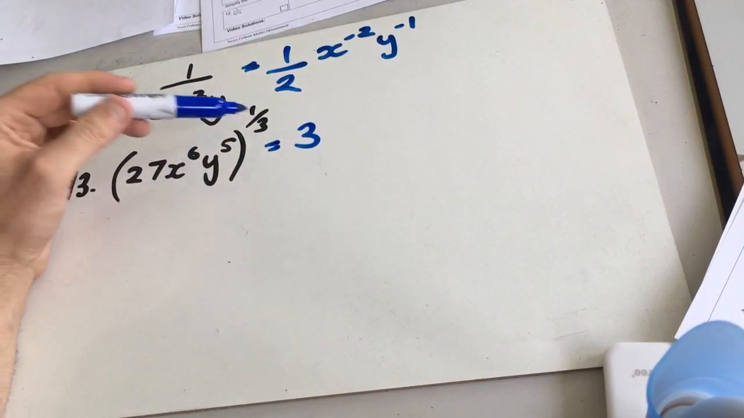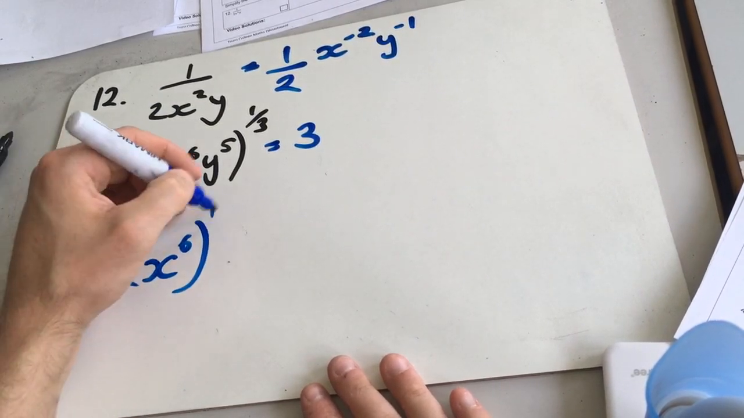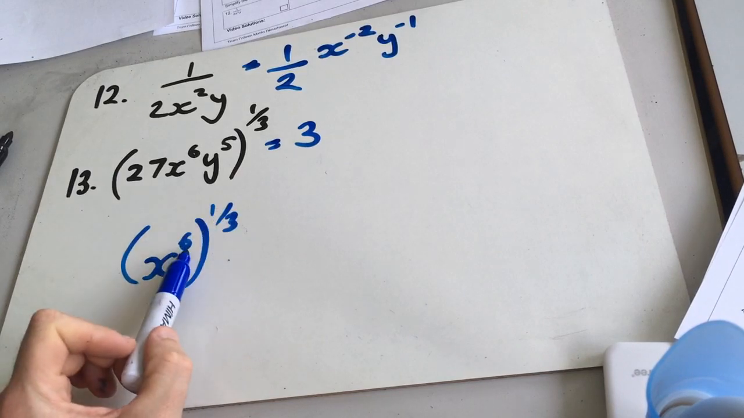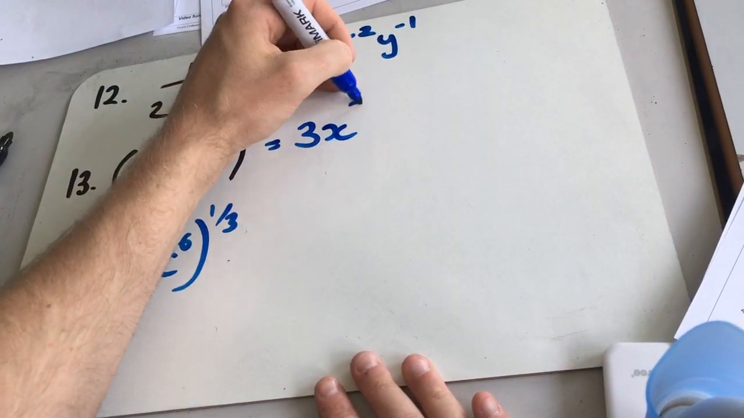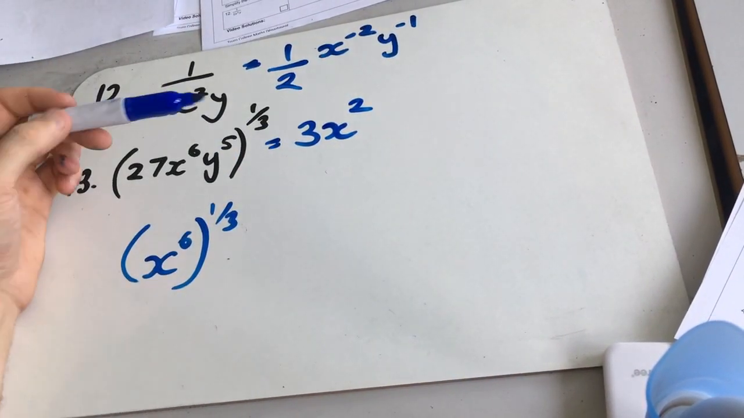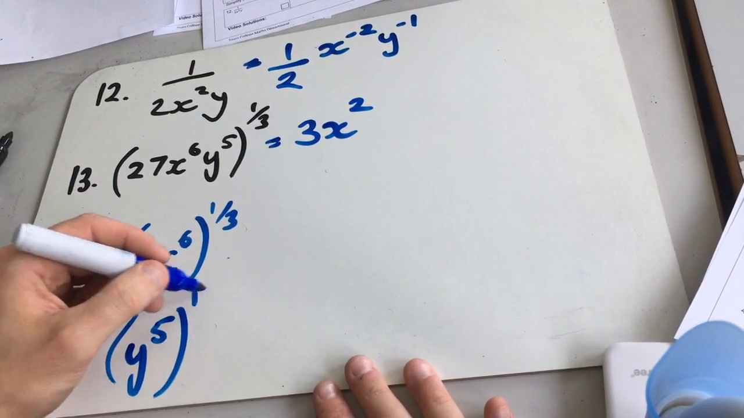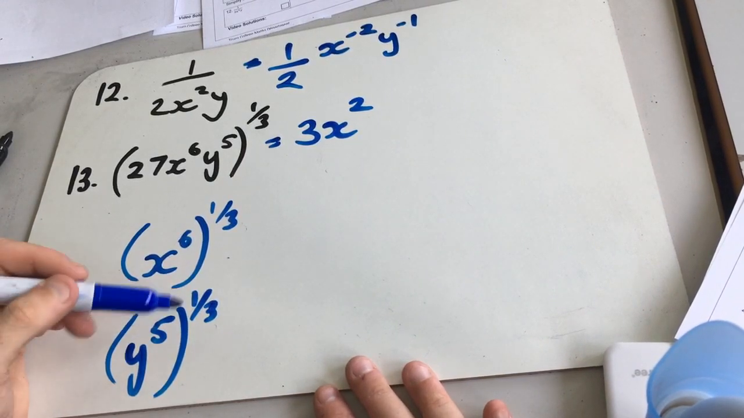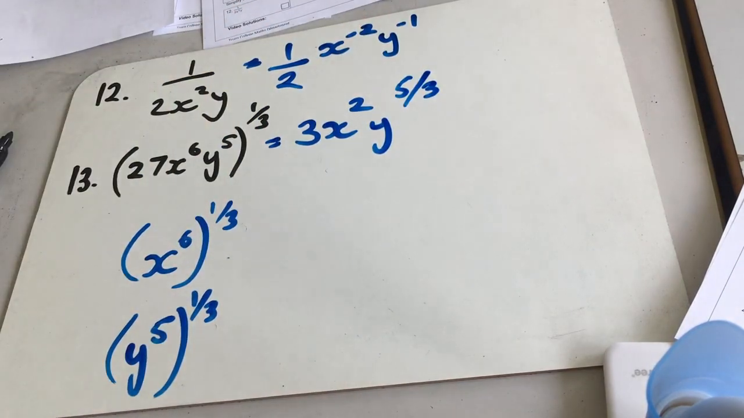Then we have to do x to the 6th to the 3rd. So the best way to imagine that is it's x to the 6th to the power 3rd, and then looking at our indices rules, we know we need to times these together. So 6 times a 3rd is the same as 6 divided by 3, which gives us x to the power 2. The y, again, we can write it out separately, so y to the 5 to the power 3rd. We're going to times those together, and we get 5 divided by 3, which we can't simplify. So we get y to the power 5 over 3.